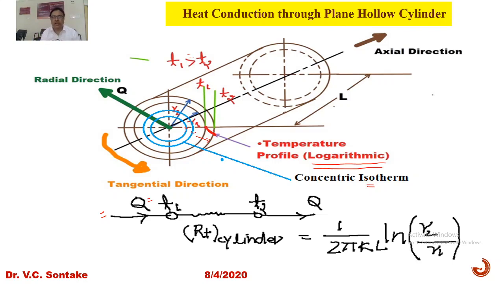So mind well. Again, one more question for GATE examination. For 1 mark: the temperature profile in case of plane cylindrical wall is linear, hyperbolic, logarithmic, parabolic. So the answer will be logarithmic. Please remember this important expression we could deduce.